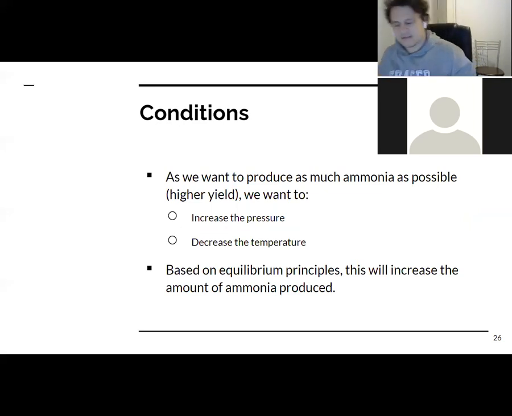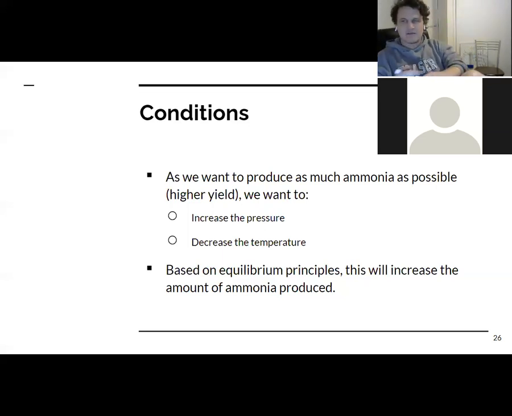So this is where science and realism collide. If we increase the pressure, then we get more of the product. So why don't we just increase the pressure? Sorry, why don't we increase the pressure to 1 trillion atmospheres? And why don't we just make the temperature minus 200? They're the best conditions. And obviously, a little bit of common sense needs to come in.